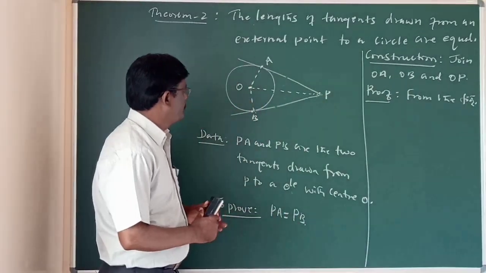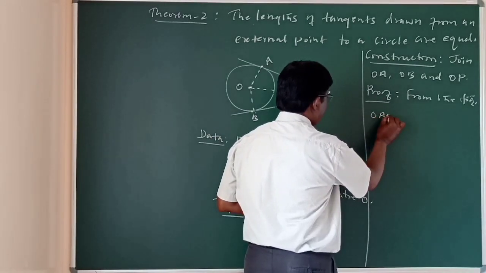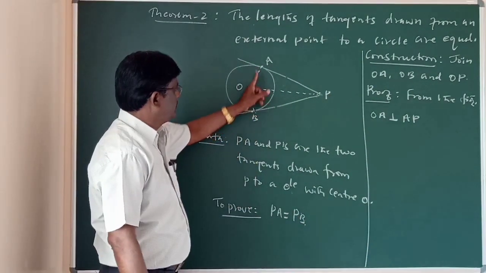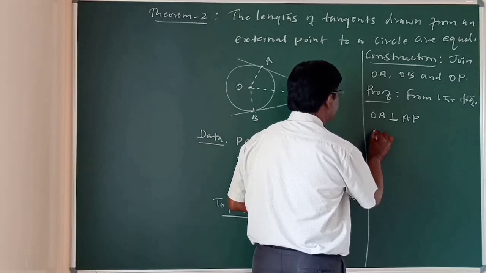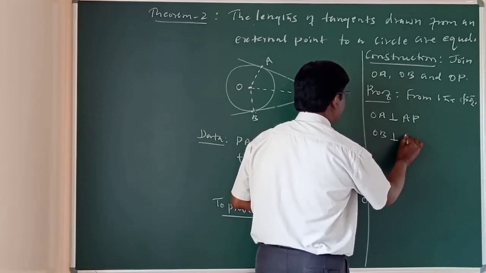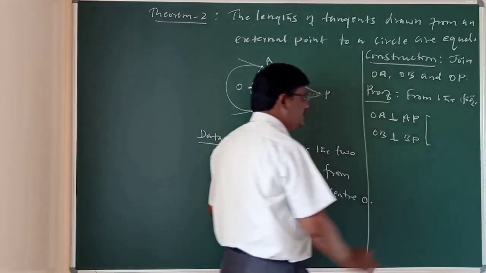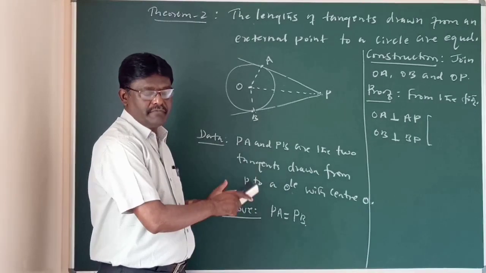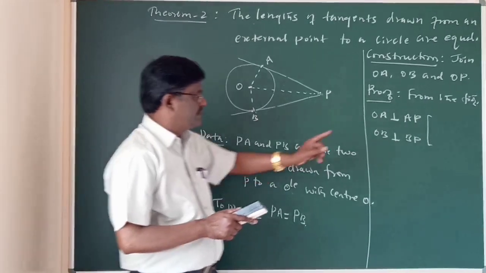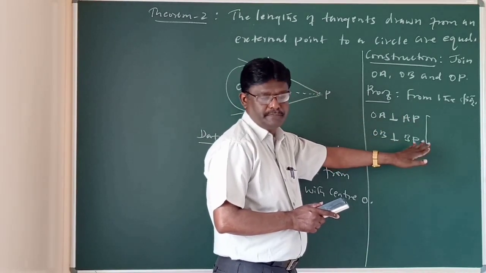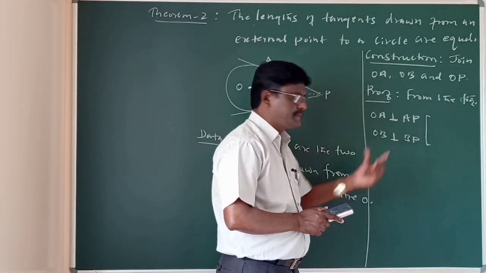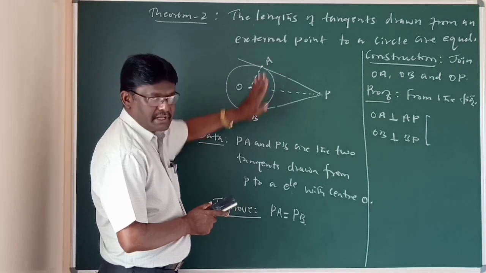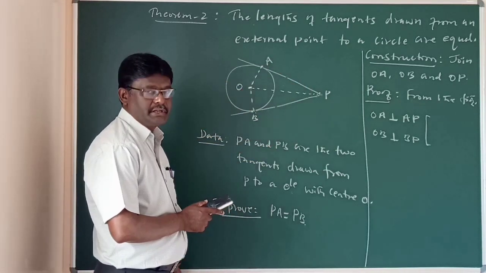From the figure, OA perpendicular to AP. OB perpendicular to BP. In geometry, especially while proving the theorems or when we take riders, for each and everything we have to reason out on what basis this comes. That we have to say. What is OA, children? OA is radius. What is AP? Tangent. There I have written as perpendicular.